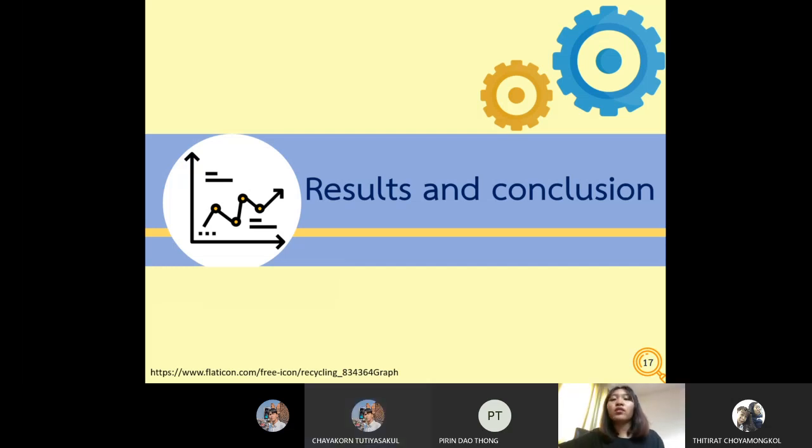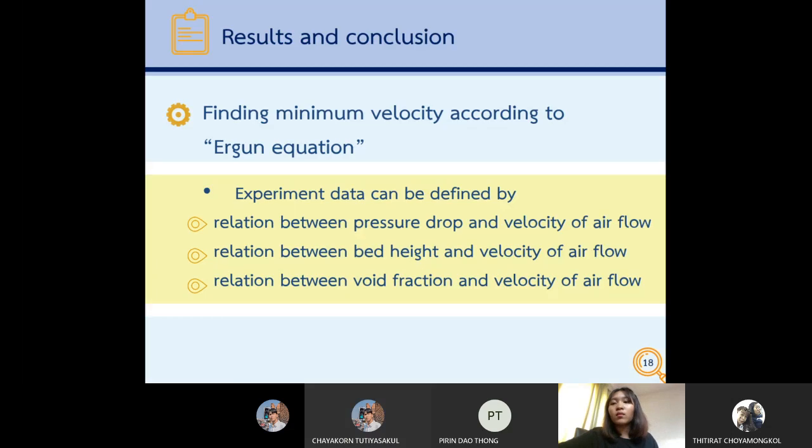Result and discussion. Finding minimum velocity according to the Ergun equation. Experiment data can be defined by the relationship between pressure drop and velocity of airflow, the relationship between bed height and velocity of airflow, and the relationship between void fraction and velocity of airflow.